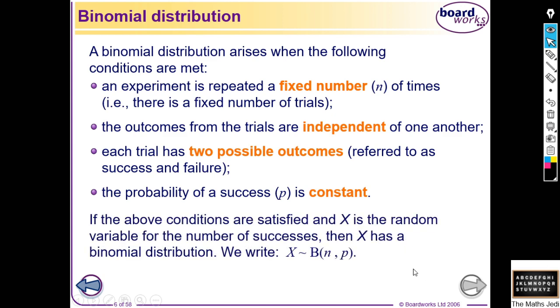Now, if the above conditions are satisfied and x is the random variable for the number of successes, then we refer to a binomial distribution, which we use a capital B to represent. And we say x is represented by a binomial distribution of n trials with the probability of success being p. So n trials, probability of success being p. We call those 2 things parameters.